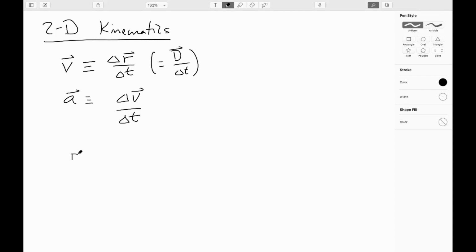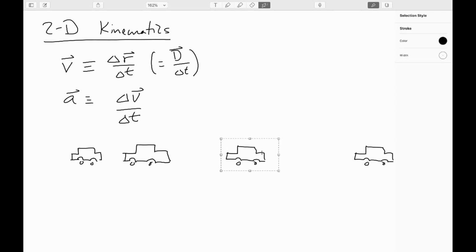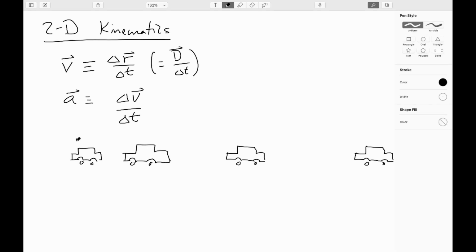So let's have a car. And we'll have it speed up with respect to time. There we go. I could probably just copy and paste my car, couldn't I? Awesome. And let's move this car to the left a little bit. There we go. So here's a car. We can say it's starting from rest. Why not? And we know it's speeding up.